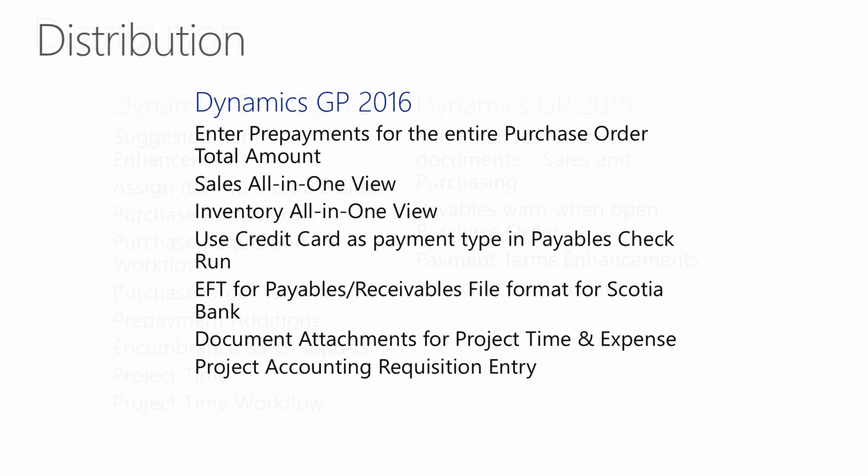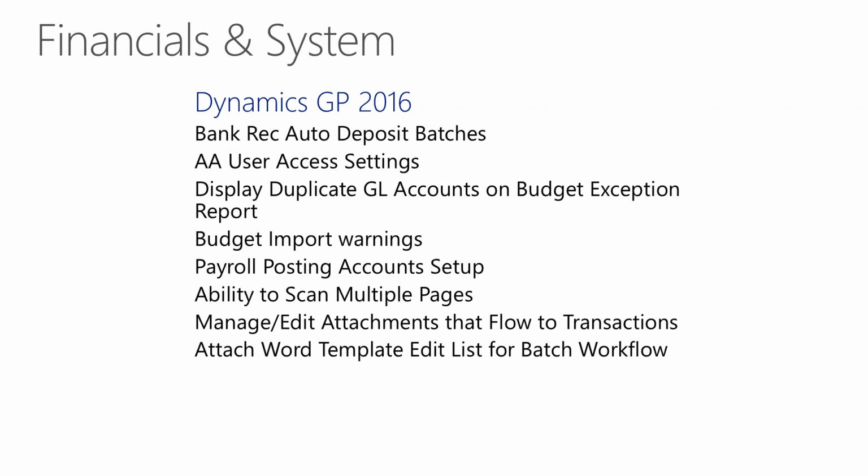Okay. I'll back up just a little bit more then and speak to some of the other features that we didn't touch on yet for financials and system. For any of you who are using analytical accounting, there has long been an issue with giving users access to specific sections or dimensions that were a part of analytical accounting. GP 2016 gave us the ability to roll those out more globally with a user access setting. So really great new feature there for anyone using AA. That makes that so much easier.